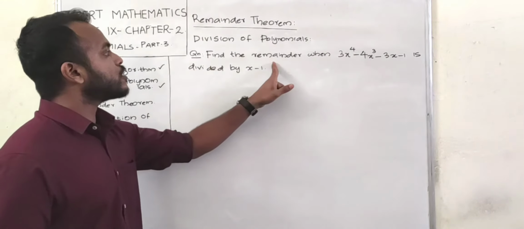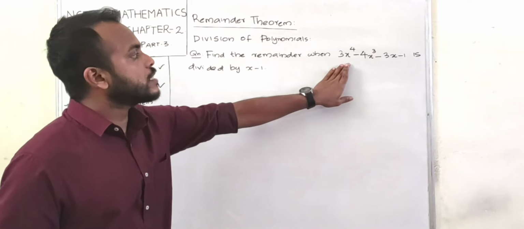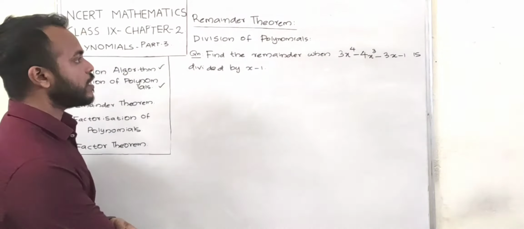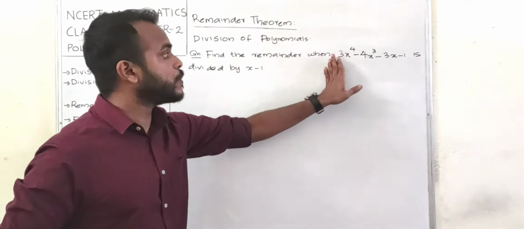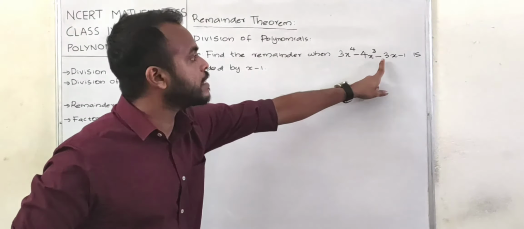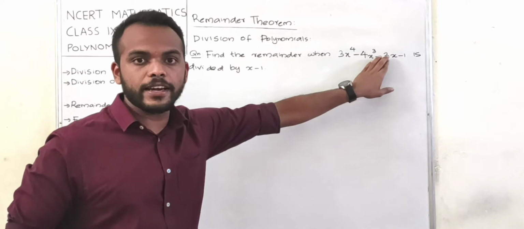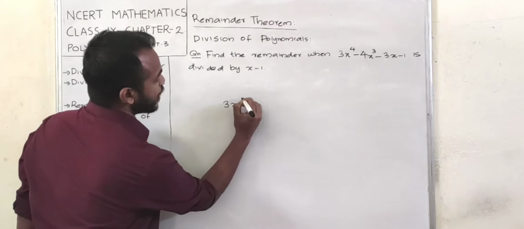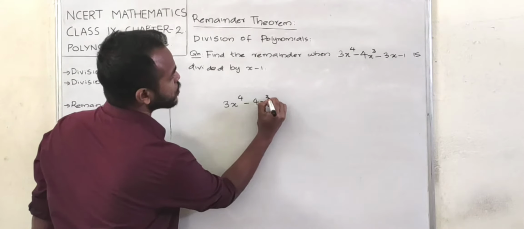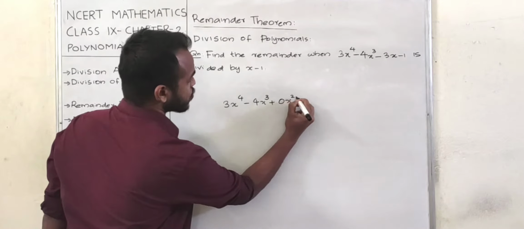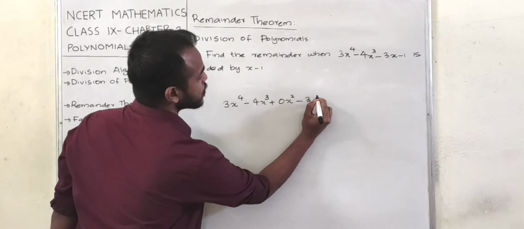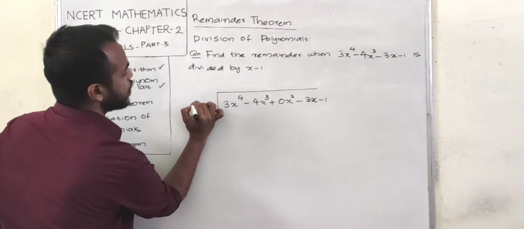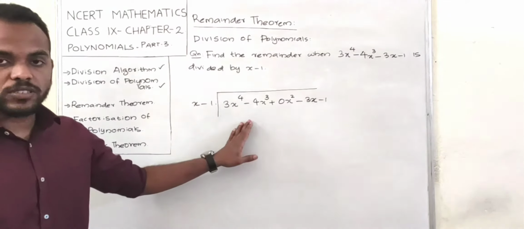In this question, we are asked to divide 3x raised to 4 minus 4x cubed minus 3x minus 1 by x minus 1. Let's try to do this one. We should make a small rearrangement while writing this polynomial because there is no term of x square. So it's better to make an adjustment to avoid confusion. So you should write 3x raised to 4 minus 4x cubed plus 0x square minus 3x minus 1. And who is the divisor? Divisor is x minus 1. Let's try to do this one.